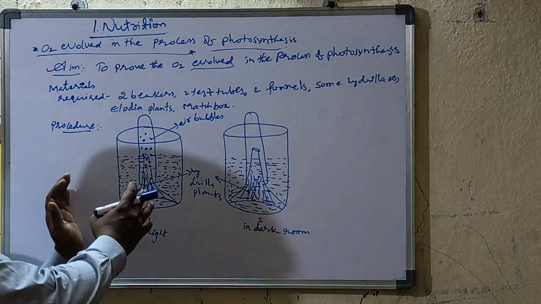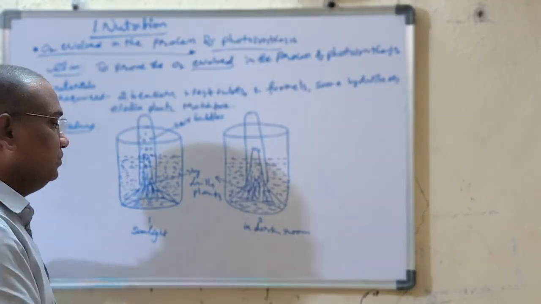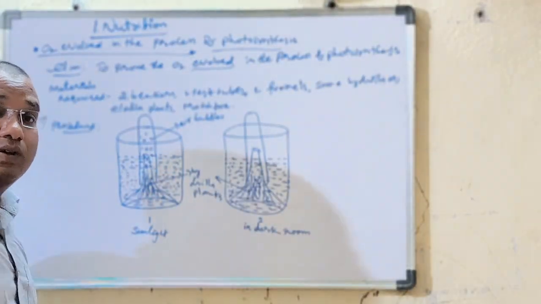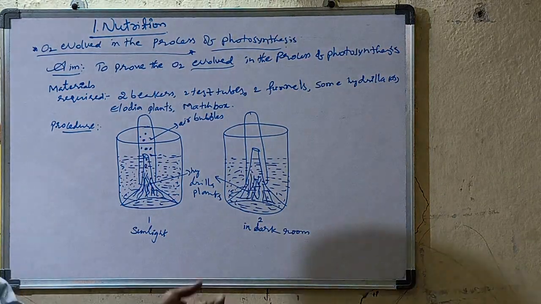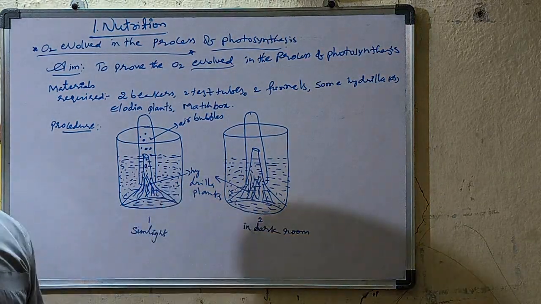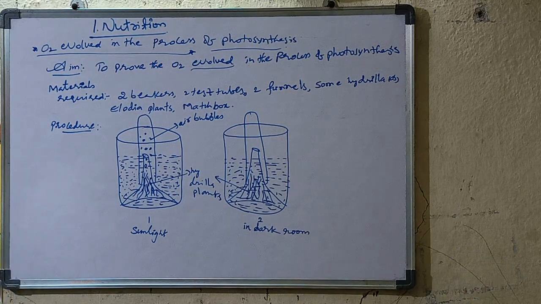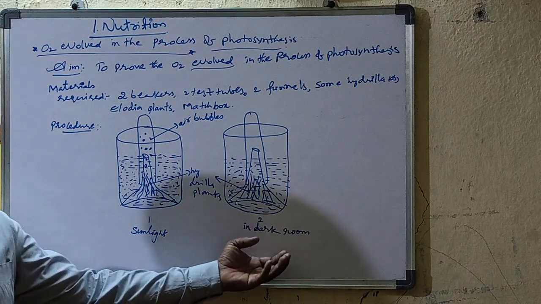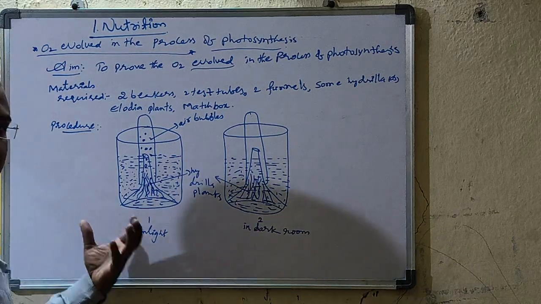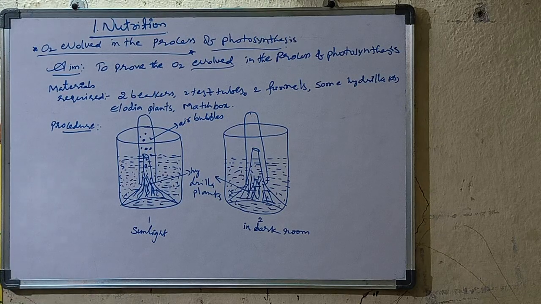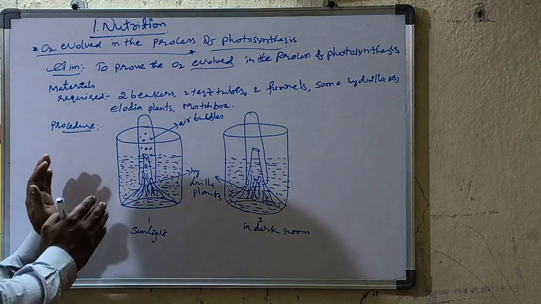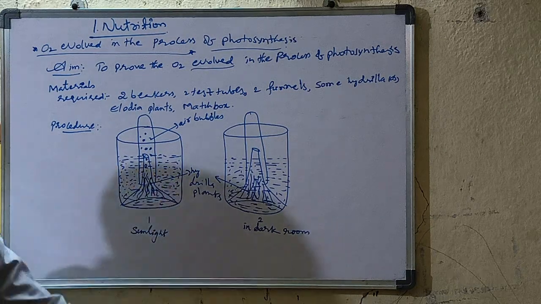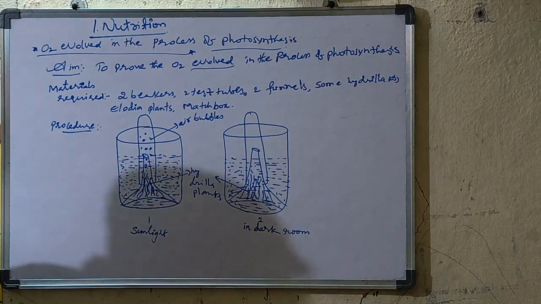So this is apparatus 1 and this is apparatus 2. Apparatus 1 we keep in the sunlight, and apparatus 2 we keep in a total dark room, meaning not even 1% light enters that room. Like that, we choose a dark room and keep apparatus 2 there, and apparatus 1 in the sunlight, for some hours, from morning until evening.